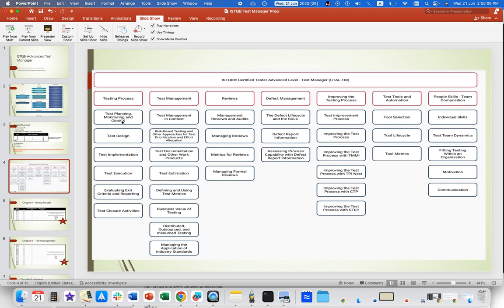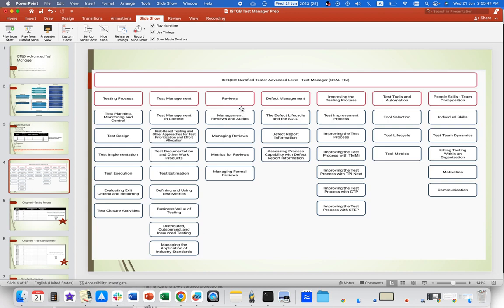If you see, for testing process: test planning, monitoring and control, test design, implementation, execution, evaluating the exit criteria, reporting, and test closure activities. All of these are contents of the first chapter. Then for test management, you have management in context, the risk-based approach, and other approaches for test prioritization and effort allocation. Then test documentation, the work products, estimation, test metrics, business value of testing, distributed, outsourced and in-source testing, and managing the application of industry standards. This is all part of the test management chapter.